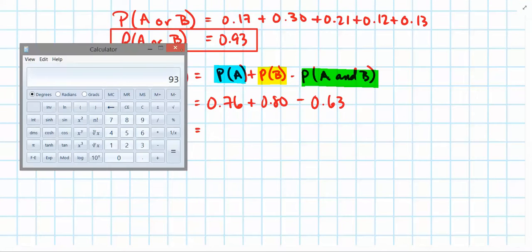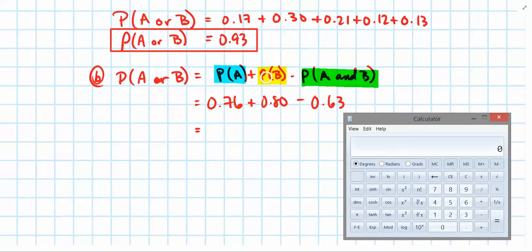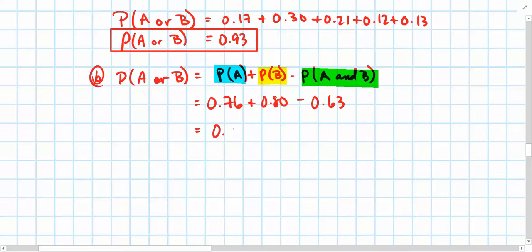And the general addition rule says that we would add the two independent probabilities and subtract the intersection of the two probabilities. So we have 0.76 plus 0.80 minus 0.63, and that too equals a probability of 0.93.